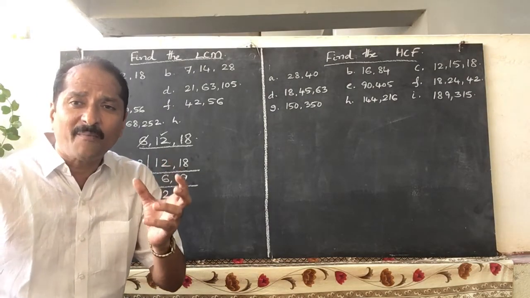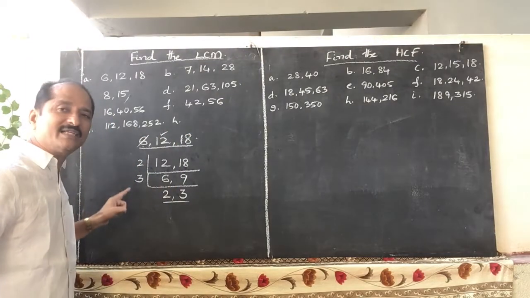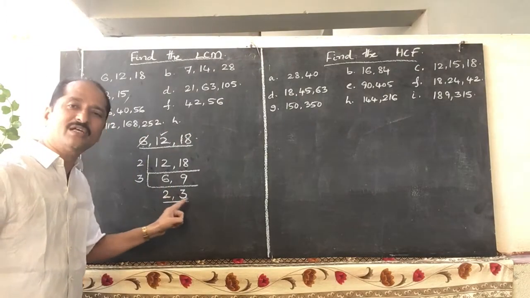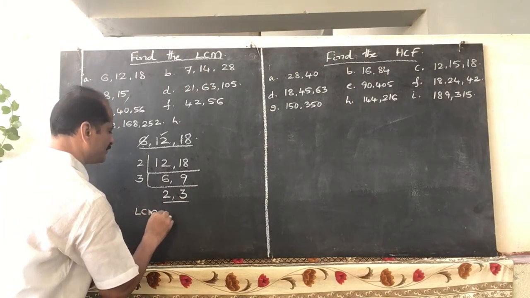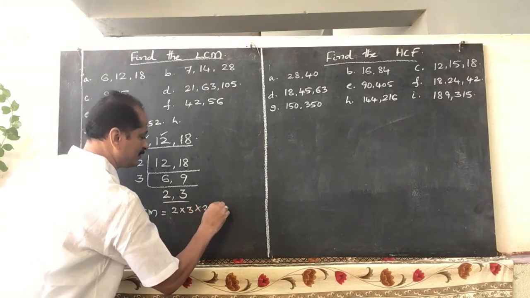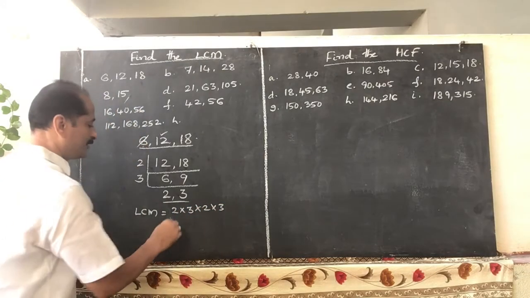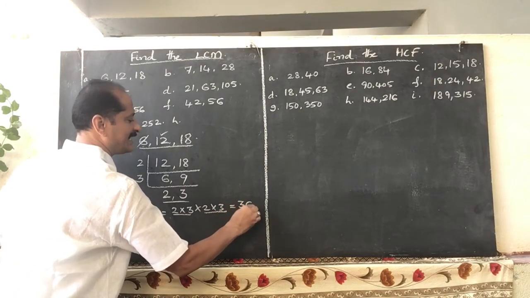Now, what will be the LCM? The product of the common factors and the remaining factors. What are the common factors? 2 and 3. These 2 and 3 are the remaining factors. So LCM is equal to 2 into 3 into 2 into 3. 2 threes are 6, 2 threes are 6, 6 sixes are 36. So 36 is the LCM.